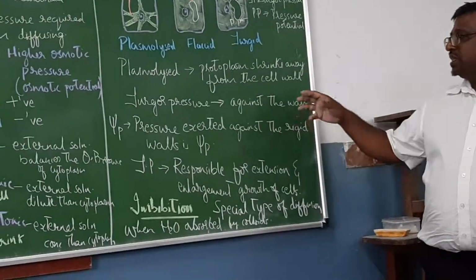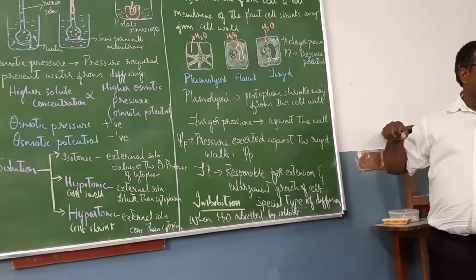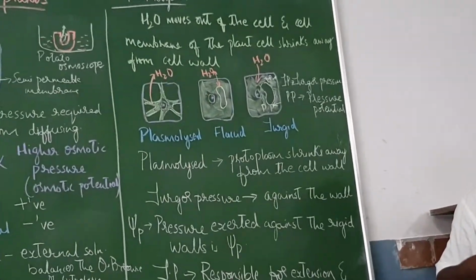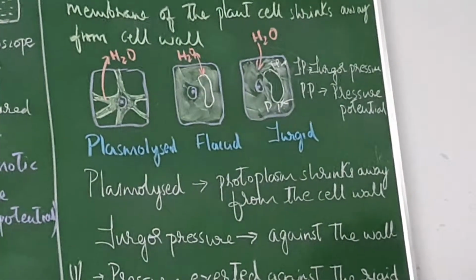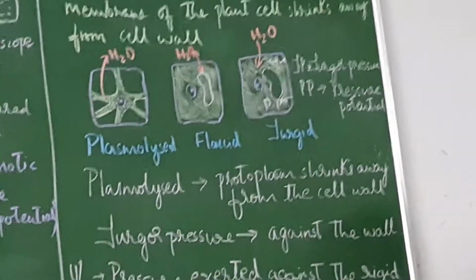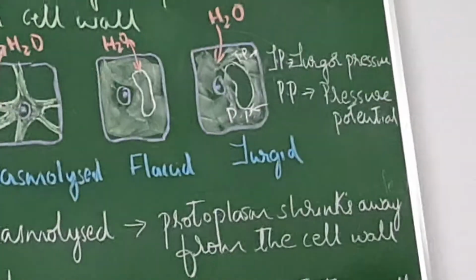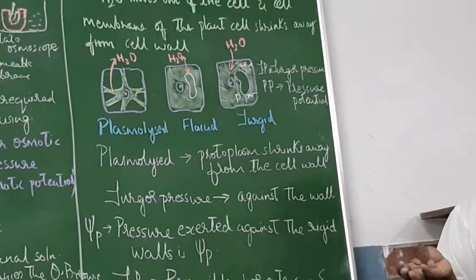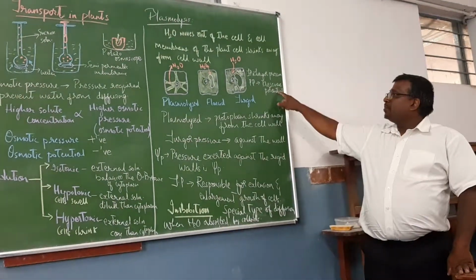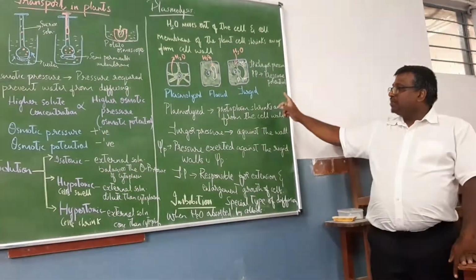What is turgor pressure? The pressure against the wall, we call it as turgor pressure. See, when water enters into the cell, the pressure exerted by this water which has entered on the cell wall, we call it as turgor pressure. Now the cell wall exerts an equal and opposite pressure on the cytoplasm. We call that as wall pressure, or you can also call it as PP. What is that? Pressure potential. Understood about that? Okay, turgor pressure, pressure potential.